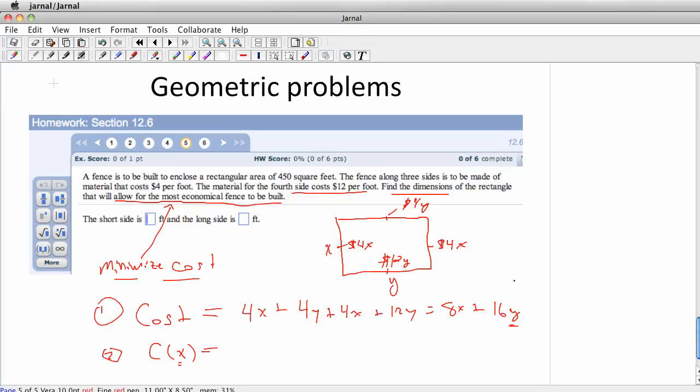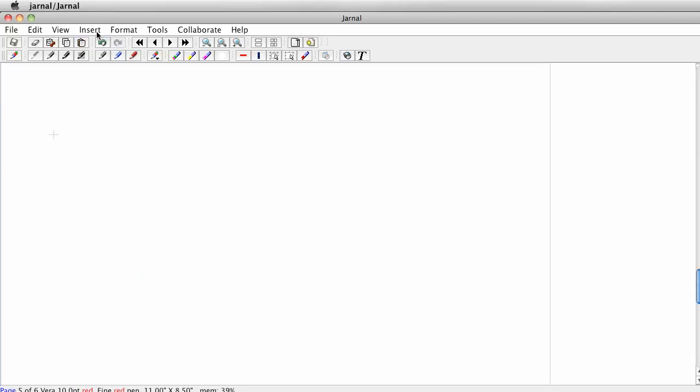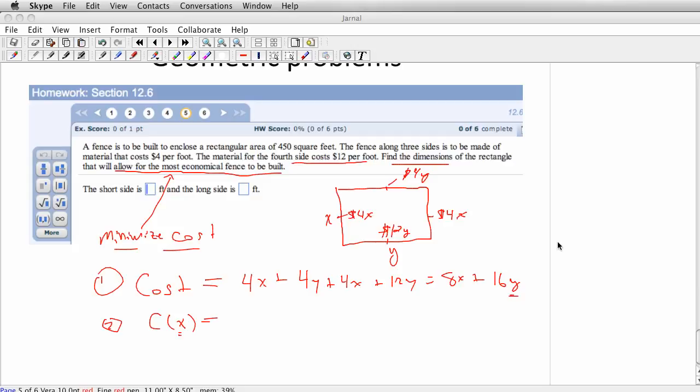Well, there's got to be something else given to it. It can't be that the size could just be anything. There's got to be some kind of constraint. And in this case, the constraint is just a piece of information that we haven't used yet. So go back fishing through the problem. There is one thing that constrains the fence that we haven't used yet. The fence has to enclose a rectangular area of 450 feet.